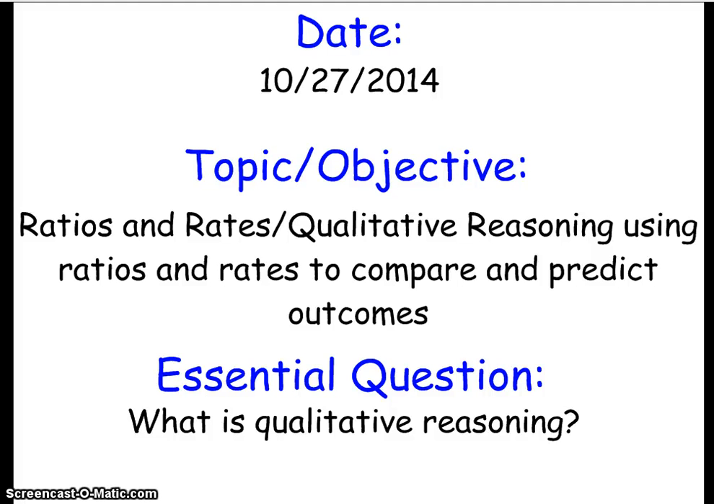Okay, so today is October 27th, 2014. Our topic is we're going to revisit ratios and rates, but we're going to focus on qualitative reasoning, using ratios and rates to compare and predict outcomes. The essential question that you will need to be able to answer at the end of the video is, what is qualitative reasoning?